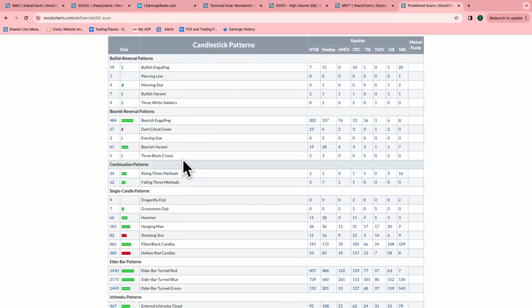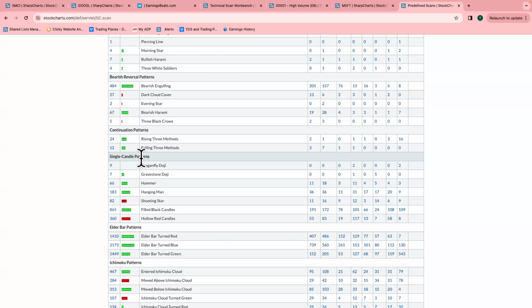Under candlestick patterns, you can look for the single candle pattern, which right here is the hammer. So you got hammer, you got different forms of dojis. I just went over a general doji. You got dragonfly doji, gravestone doji, long-legged doji, all kinds of different dojis. There's the hammer, 66 of them.